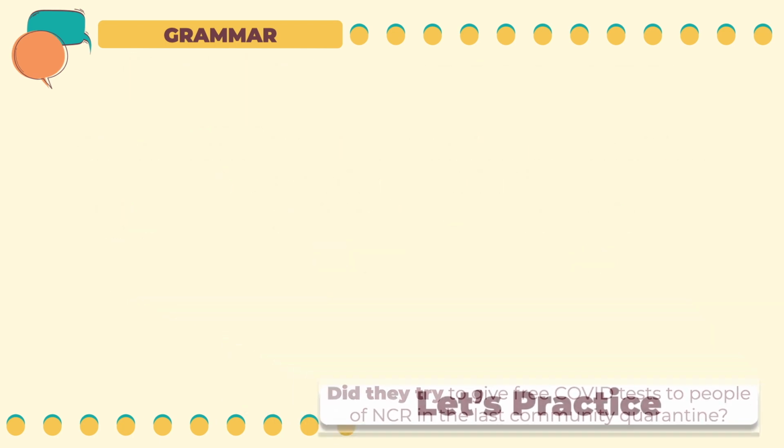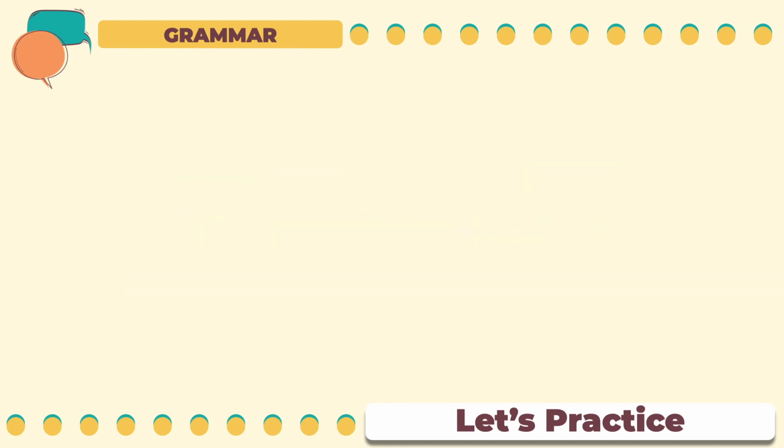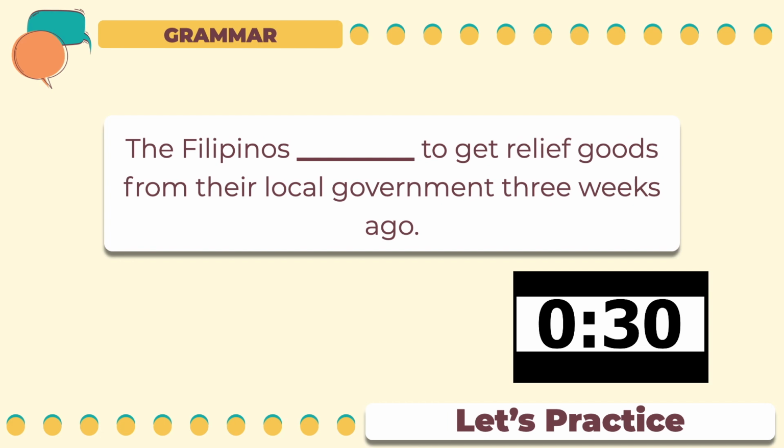Now let's see if you have understood the lesson. Use the simple past form of the verb to complete the sentence. You may pause this video anytime as you answer the questions. The answer will be shown after the 30-second countdown. First item. The Filipinos blank to get relief goods from their local government 3 weeks ago. The verb that you should use in the sentence is hope. You have 30 seconds to answer.